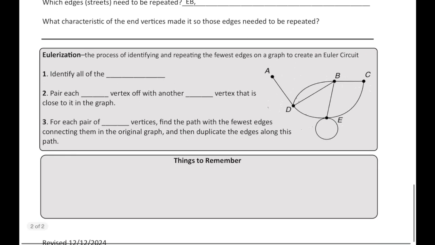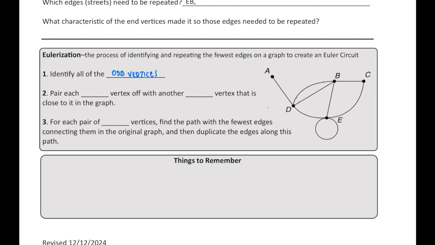So what characteristics of the end vertices made it so these edges needed to be repeated? They were odd. By adding an extra edge or repeating the edge, we've now added 1 to an odd number, making it even. So this process, we call it Eulerization. We're identifying and repeating the least number of edges on a graph to create an Euler circuit. So first of all, we're going to identify all of our odd vertices.